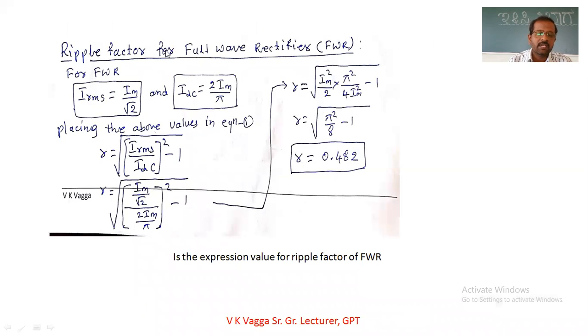In the same way, if you take the ripple factor for the full wave rectifier, I'm going to consider IRMS is equal to IM divided by root 2 and IDC is equal to 2 IM divided by pi. I think these formulas were also explained while explaining the comparison between the half wave rectifier and the full wave rectifier in the previous video. So for that purpose, you can remember it very clearly.